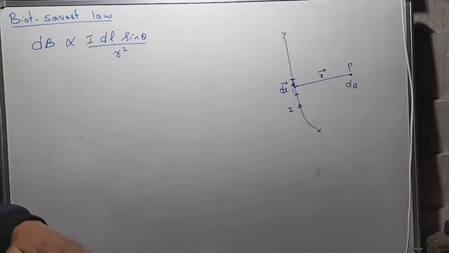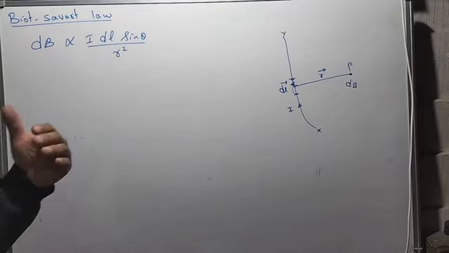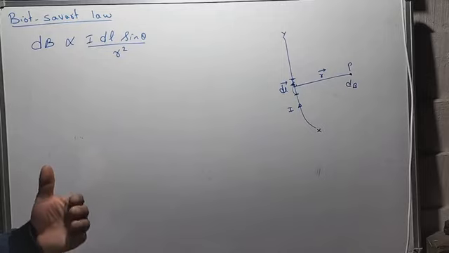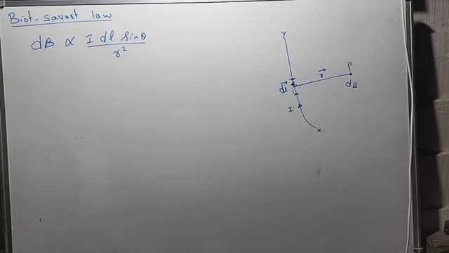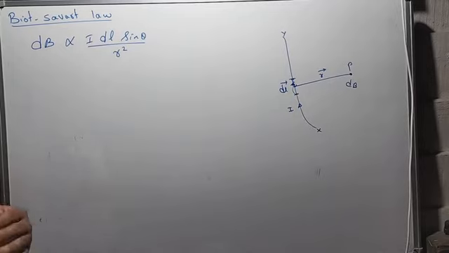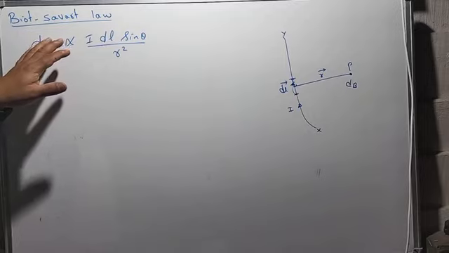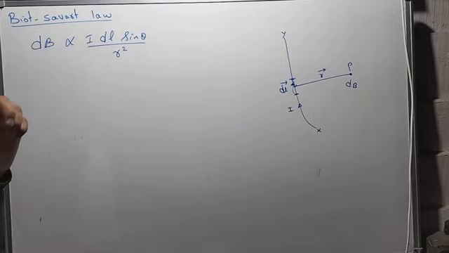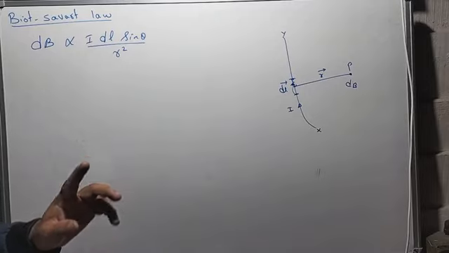Okay, students, here we shall see another topic, that is Biot-Savart law. If you remember in the previous lecture video, it was Oersted who first discovered the magnetic field produced by a conductor carrying current. Now Biot and Savart worked together to find out the magnetic field due to any type of conductor.